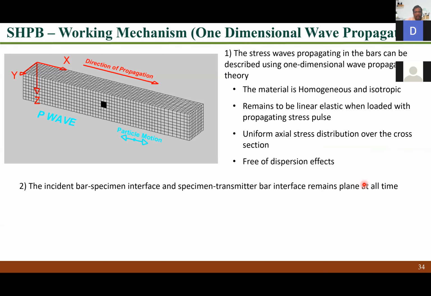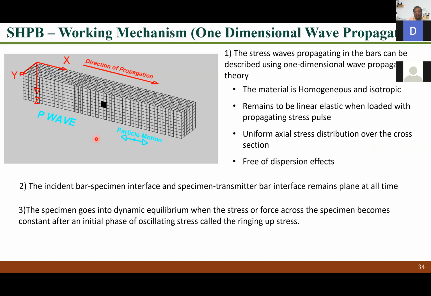And when these waves are traveling through the incident bar and through the specimen, it goes into dynamic equilibrium. The stress or force across the specimen becomes constant after an initial phase of oscillating stress, which we call ringing up. So after 2, 3, 4 such reflections of these stress waves, the specimen will get into dynamic equilibrium. Initially there will be some oscillating stress, and you need at least 3, 4 stress waves traveling before the specimen comes into dynamic equilibrium.